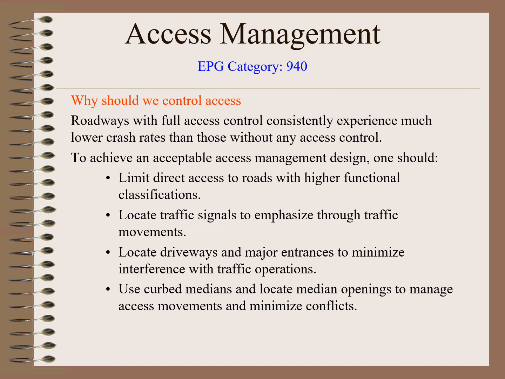To achieve an acceptable access management design, you should limit direct access to roads with higher functional classification. Locate traffic signals to emphasize through traffic movement. Locate driveways and major entrances to minimize interference with traffic operations. And use curved medians and locate median openings to manage access movements and minimize conflict.